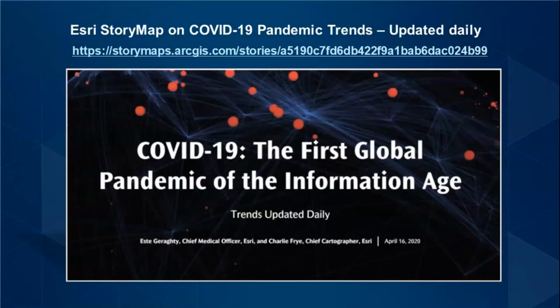Esri also created a story map to explain the trends in this global pandemic. This story map, you can see the link here, includes maps showing the key aspects of each country's situation using data updated daily from Johns Hopkins University. So if you like that format, go and see this story map. We're going to share these slides at the end through an email, so you'll be able to get these links.